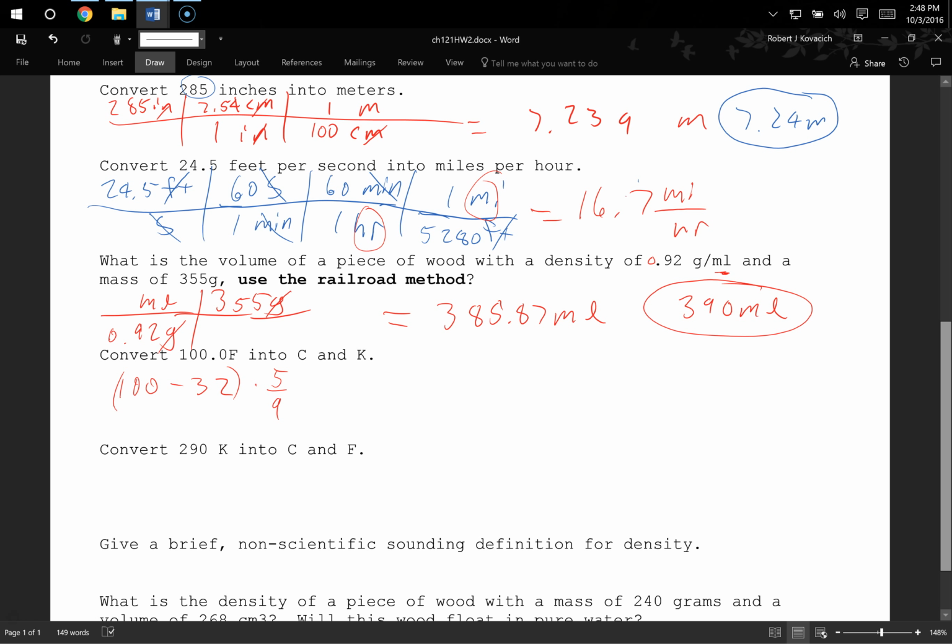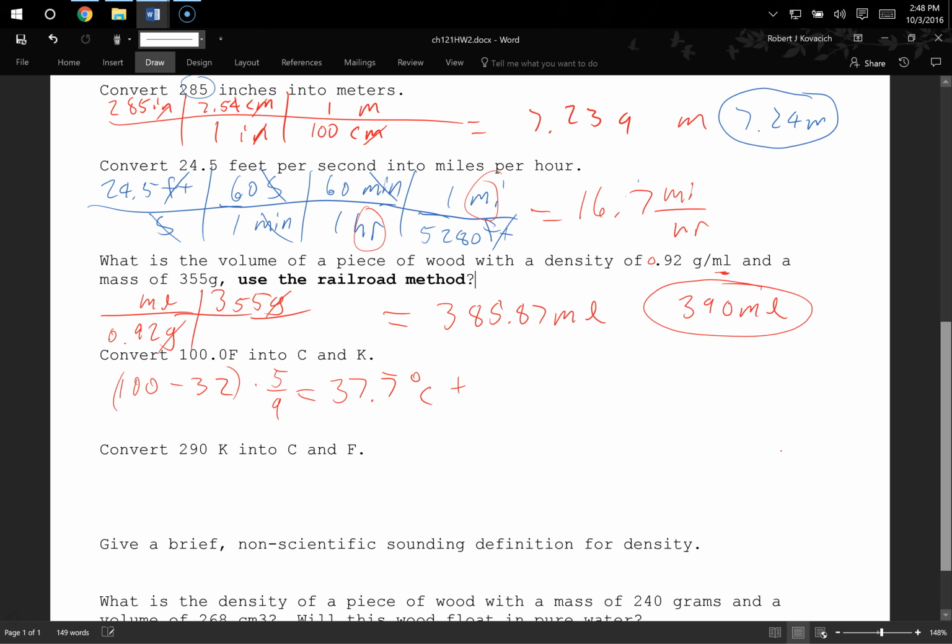I just sometimes can't remember which I do first, either the 5/9 or the 32. But it's really simple because once I'm finished, if this number is not somewhere near 37, then I know I did it backwards. So 100 minus 32 times 5 divided by 9 equals, great. I got 37.7 repeating degrees Celsius.